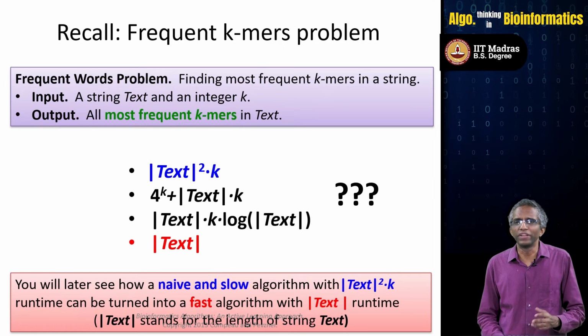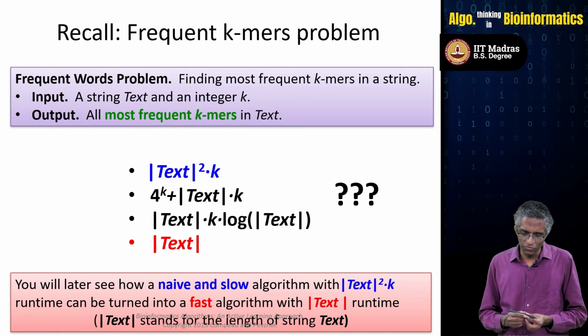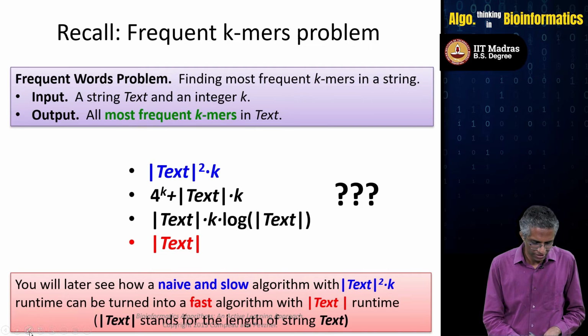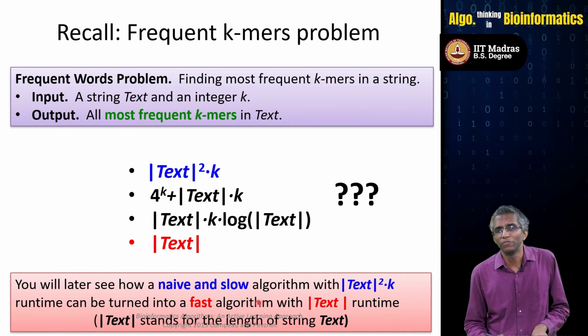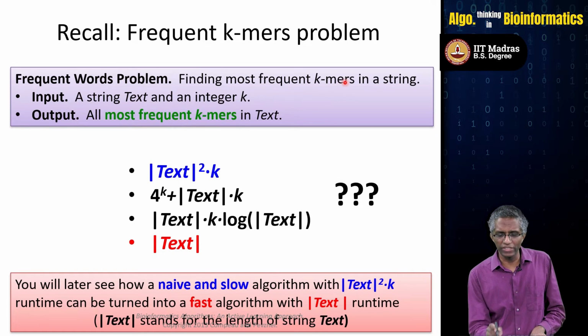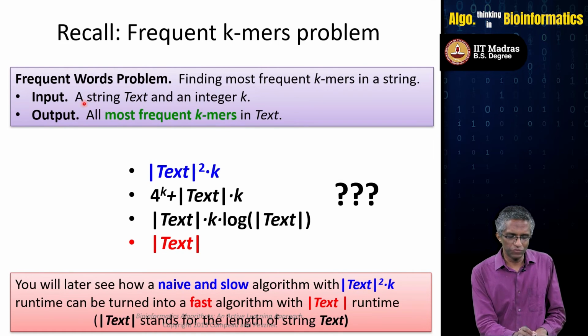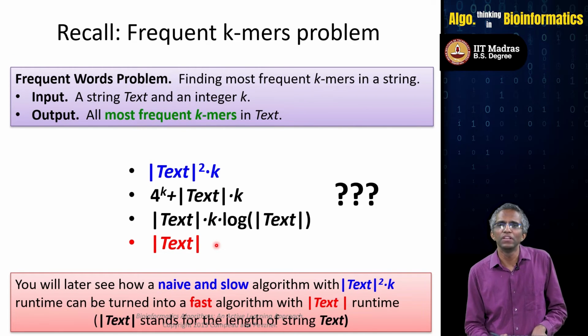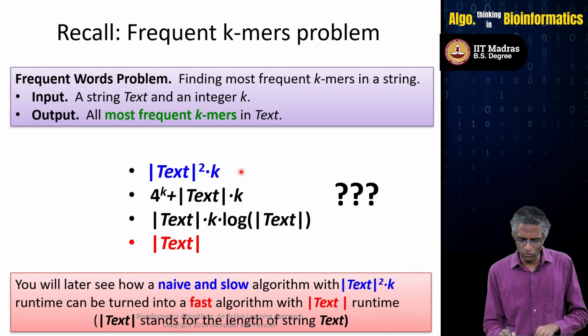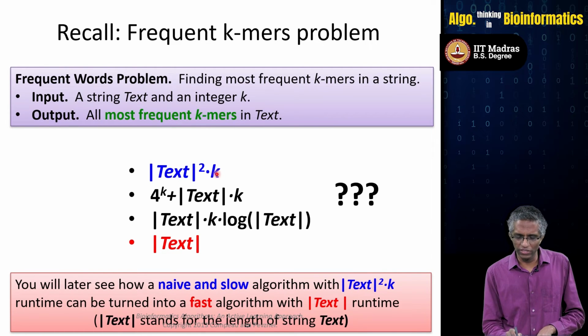I want to show this slide so that you may recall that this is the slide that came up in finding the origins of DNA replication, right? There we had this most frequent k-mers problem. We were given a string text and an integer k, and we wanted to find all the most frequent k-mers in the text. We came up with multiple solutions of varying difficulty. I elaborated on the text squared times k one, with the kind of loops that we saw, so it has a quadratic dependence on the size of the text.